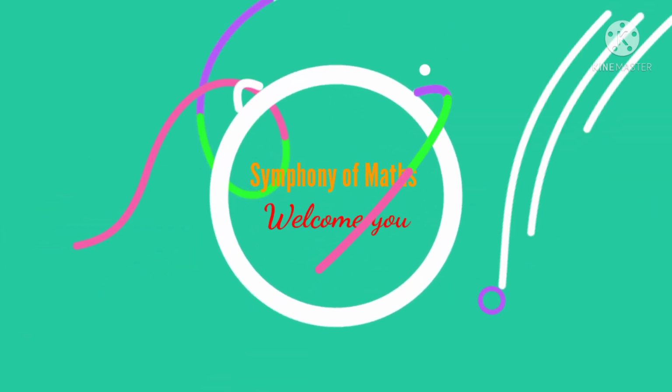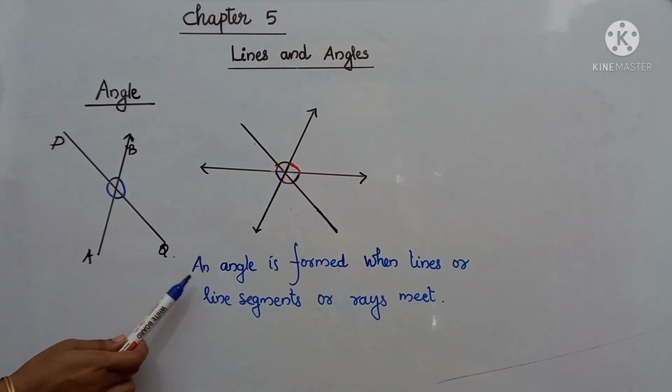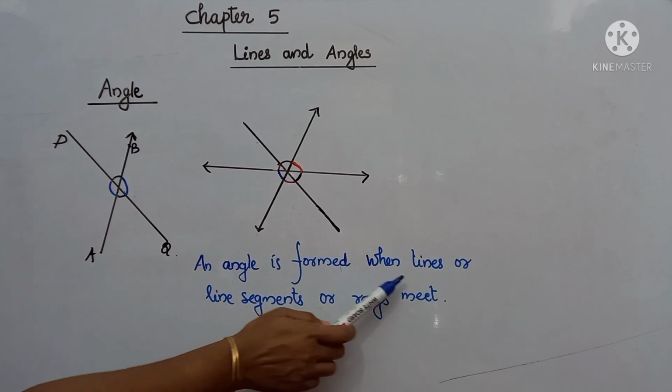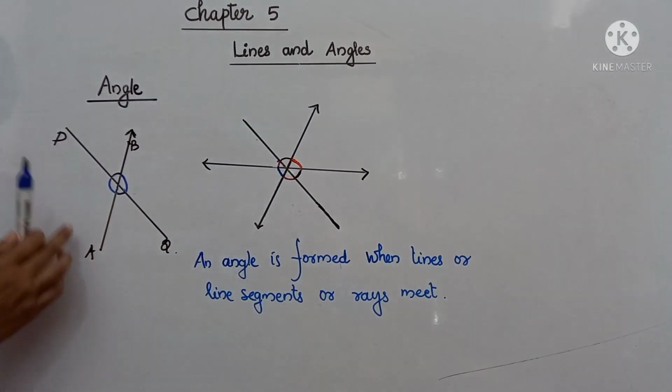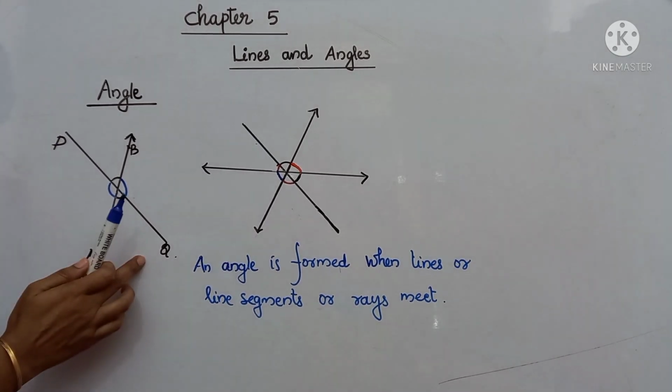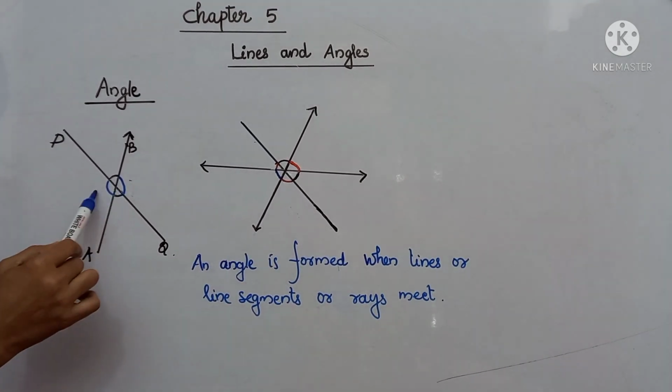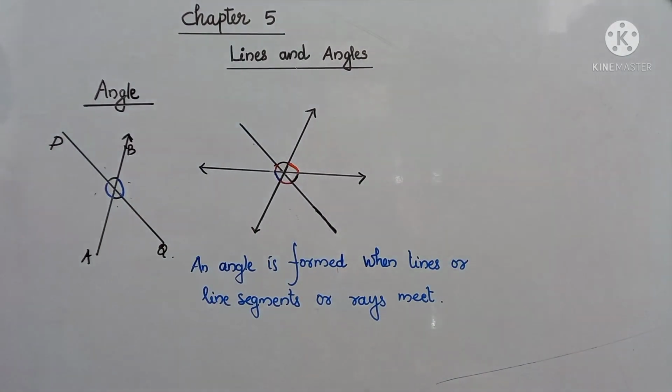Chapter 5: Lines and Angles. Angle. We know that an angle is formed when lines or line segments or rays meet. Here you can see angles. Here one ray and one line segment meet together. We have got these four angles. Similarly here also.